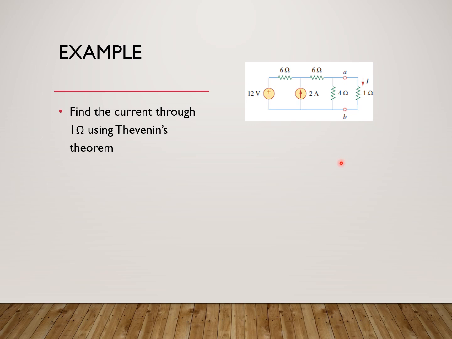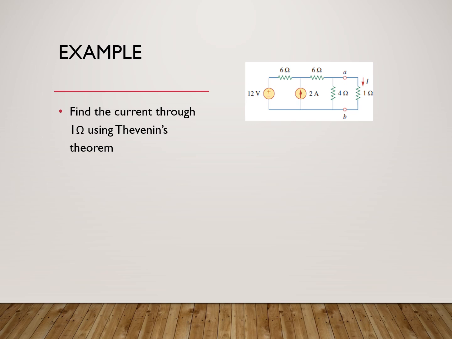So I have to find out VTH. Now how do I find VTH? First, remove the load resistance. Remove this by open circuiting. Just remove this load resistance, and you are going to find out the voltage across these terminals, which is nothing but the voltage across the 4 ohm, you can see, right? So now let's try to find out VTH.